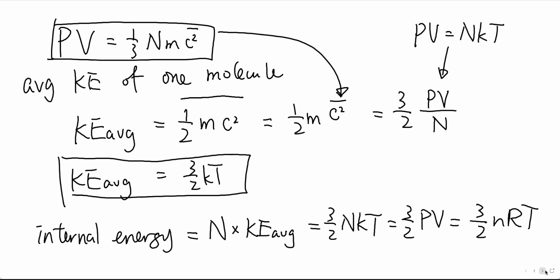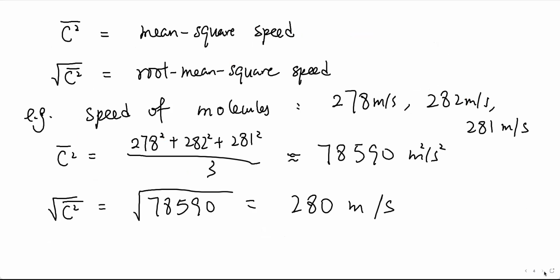Why I say the average of, we are talking about the velocity, but if you square the velocity, it will give you a scalar. If you take the average velocity, what do you think? What will you get? Average velocity, not average speed.